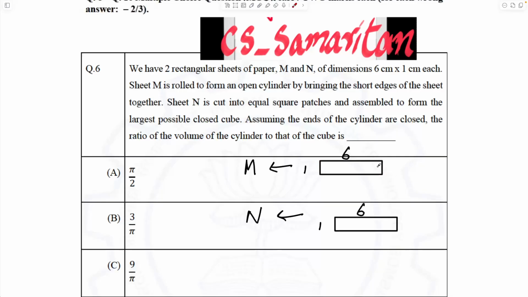But obviously when we are reading, a silly mistake that is sometimes done by students is that they say the shorter edges are being rolled. So they will imagine that this is being rolled like this, and the resultant cylinder is going to be of this sort. That would be a wrong interpretation, and the result the student gets from that kind of analysis is going to be completely wrong.